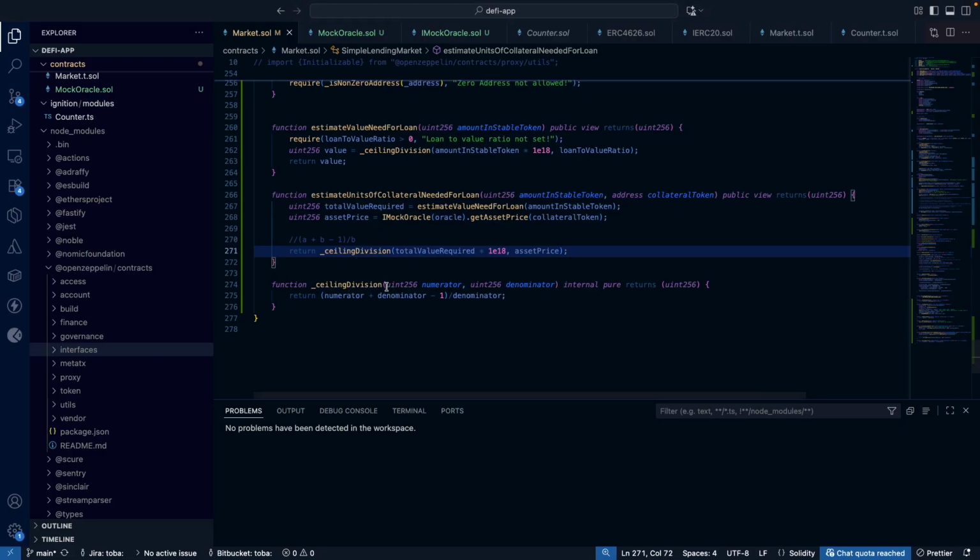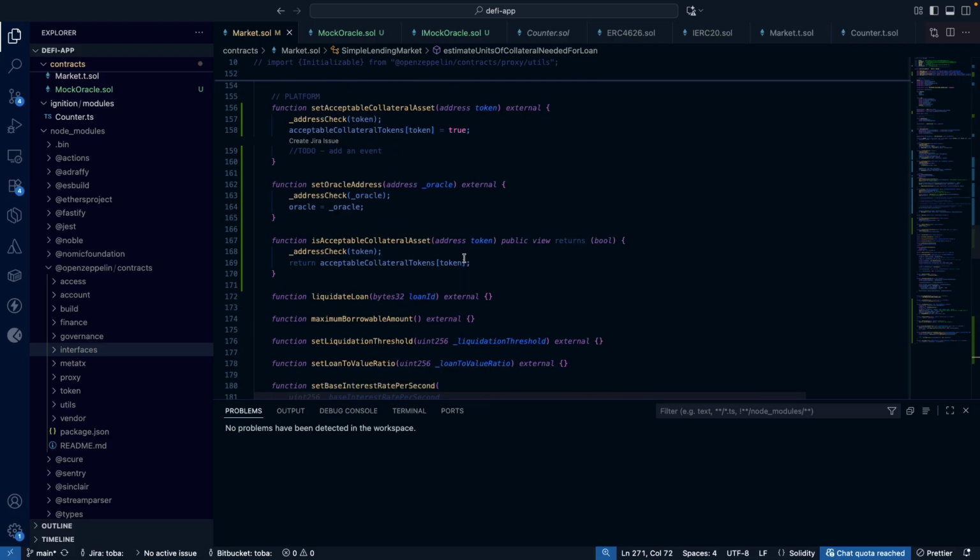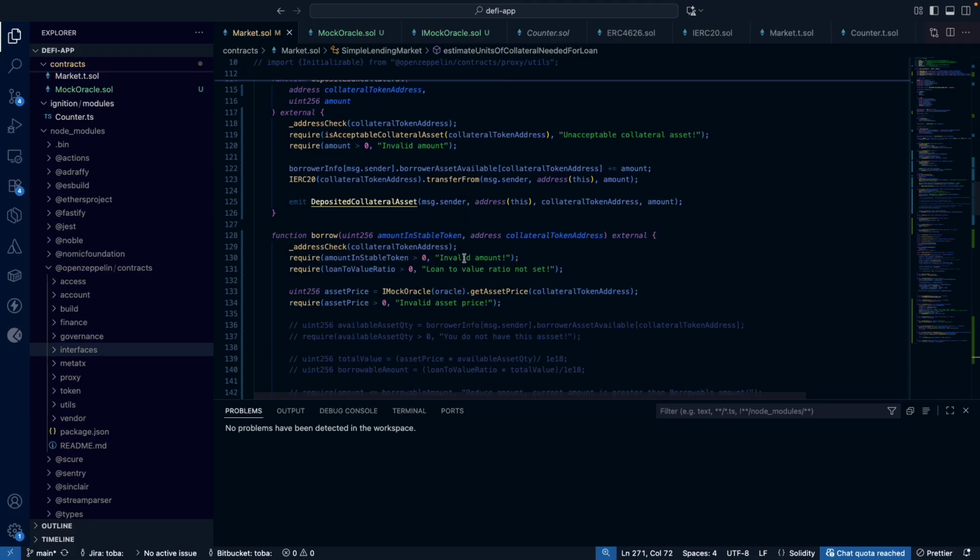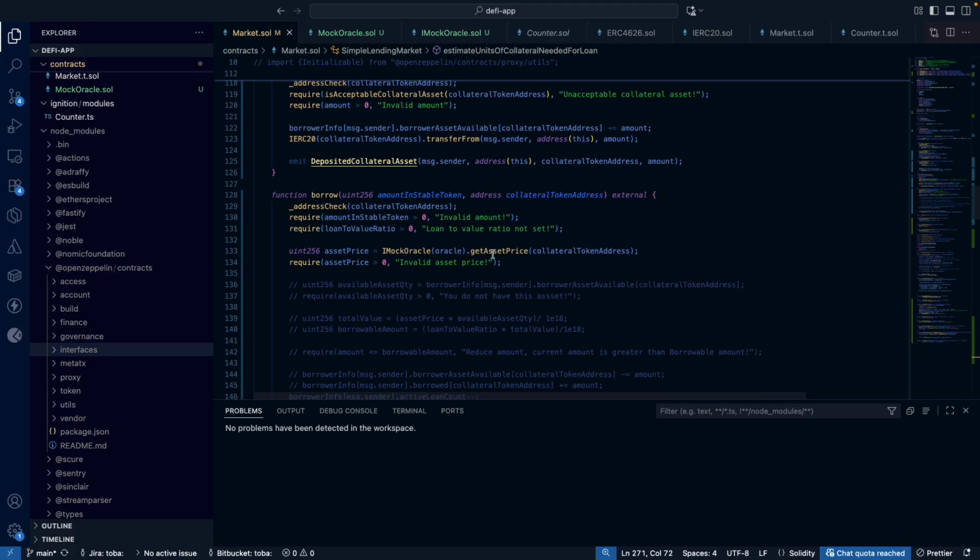We've written a helper function, and then we've used our helper function within our calculations. Okay. So now we know the units of tokens that are needed, right? So let's come back to our borrow function. Boom. So we know we have the asset price, we have all the things that we need. The very first thing that we need to know is when this person is making this borrow, we need to know if they have enough assets to cover their loan.